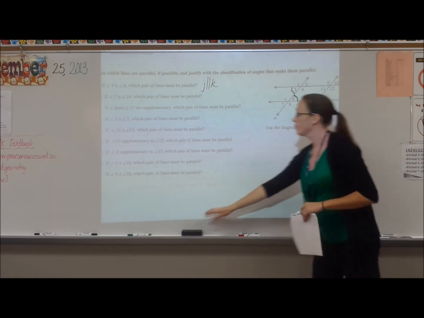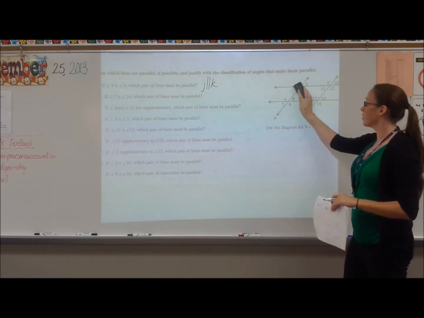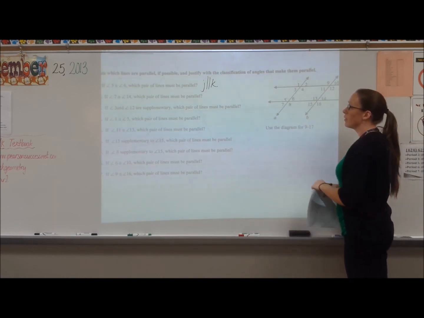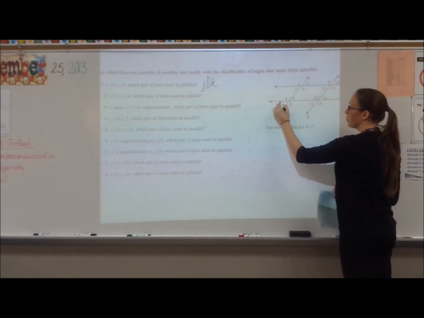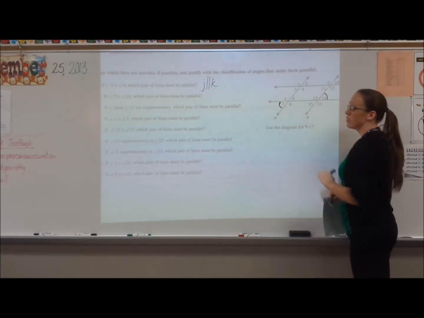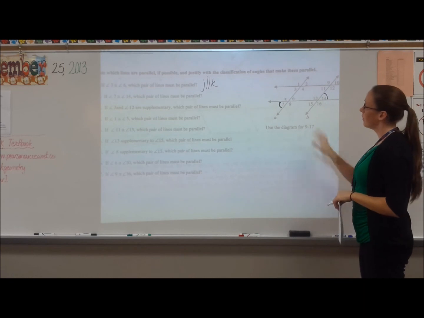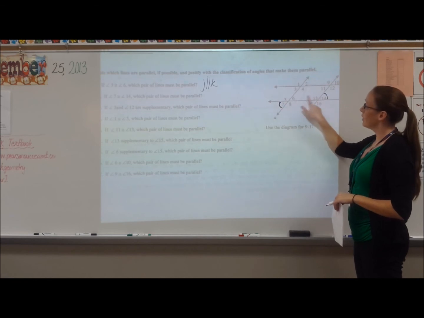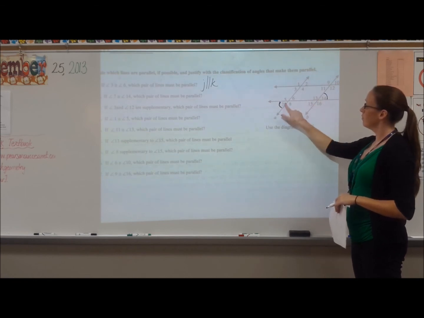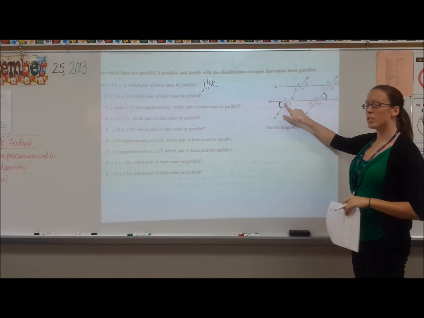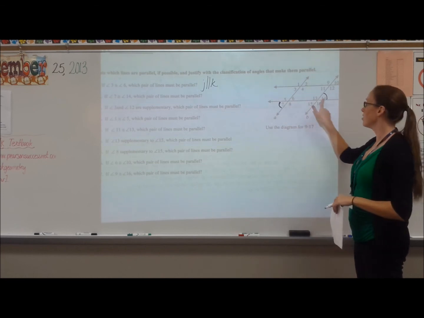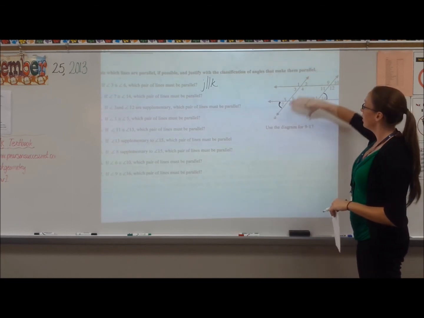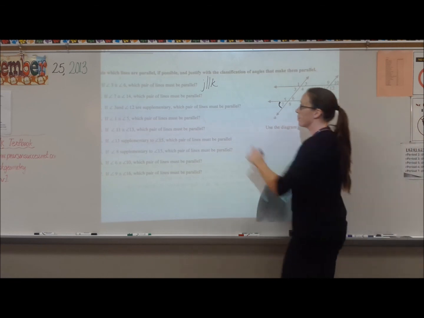Number 10. This time we're given that angle 7 is congruent to angle 14. Go to your picture. Please find 7. Please find 14. Think about what type of angle pair you're looking at. Okay. Alternate exterior. So which lines must be running parallel to make these alternate exterior? A parallel to B.